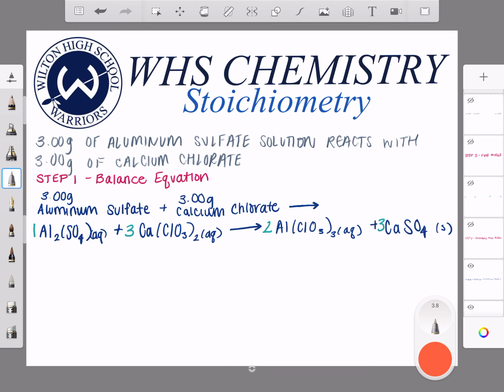So here's our balanced equation. We have 1 Al2(SO4)3 (aq) plus 3 Ca(ClO3)2 (aq) yields 2 Al(ClO3)3 (aq) plus 3 CaSO4 (solid). So now that we've balanced our equation, the next thing that we need to do in our stoichiometry problem is determine our mole ratio.